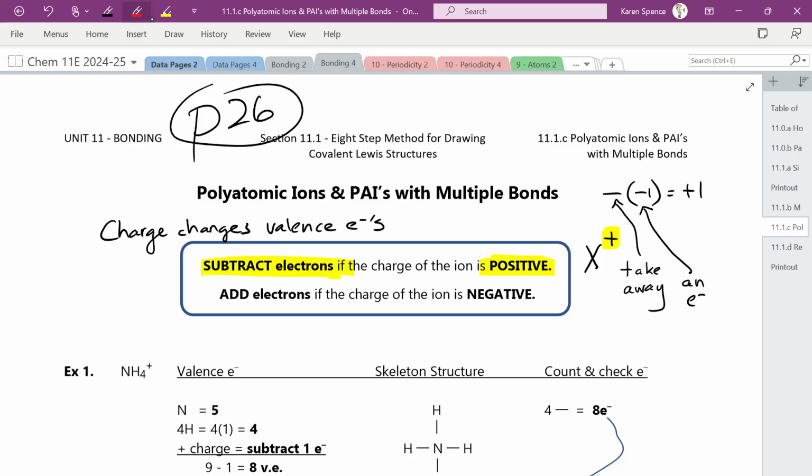Now, if the charge of the polyatomic ion is negative, we need to add electrons, right? So if we had, let's say, X2 minus, well, we would have to be subtracting -2. So that would be adding 2 electrons.